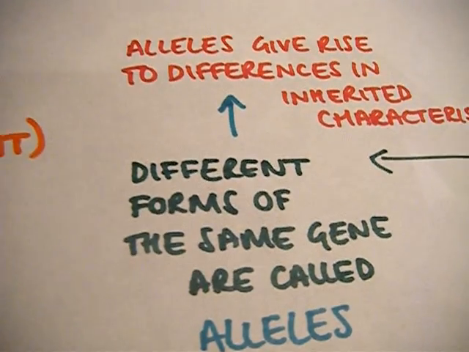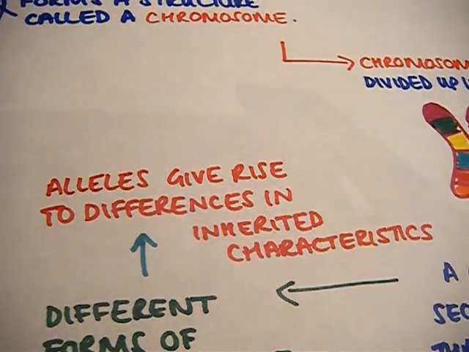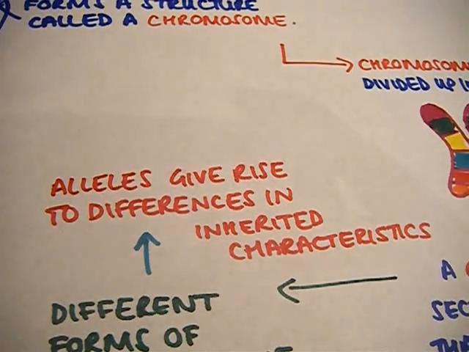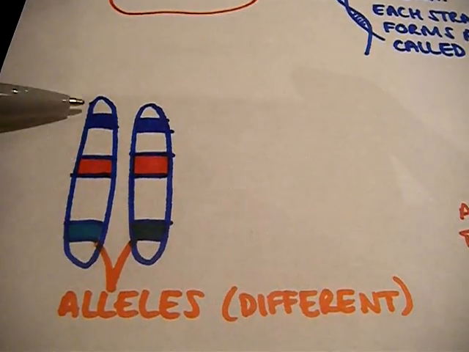Different forms of the same gene are called alleles. Alleles give rise to differences in inherited characteristics. And then here's your example of your pair of chromosomes with different alleles.